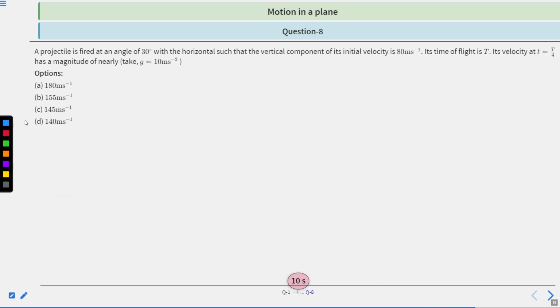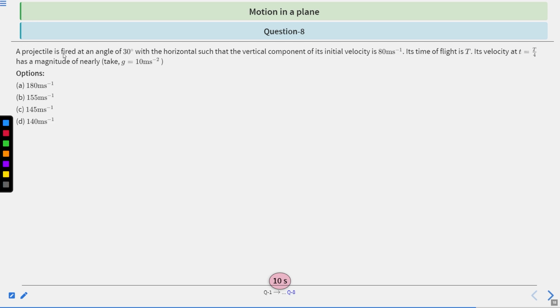Next question. A projectile is fired at an angle of 30 degree with the horizontal such that the vertical component of its initial velocity is 80 meter per second. Its time of flight is T. Its velocity at t equals T by 4 has a magnitude of nearly, take g equal to 10 meter per second square. Which option is correct? 180 meter per second, 155 meter per second, 145 meter per second, 140 meter per second. You have 10 seconds to solve this question. After that, we will provide the solution.